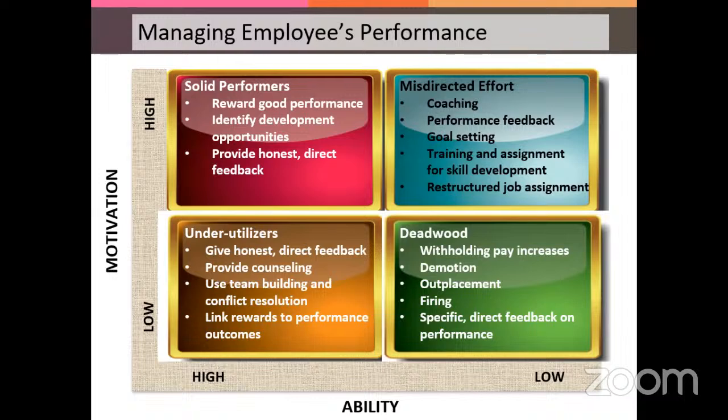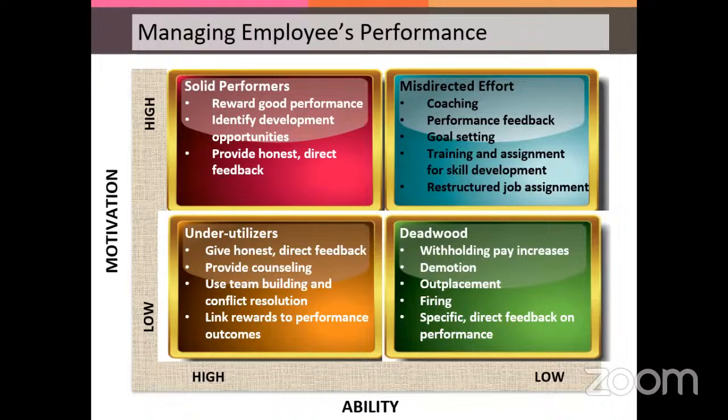Then on the other side of the column, you have the misdirected efforts. That is where you have high motivation but low ability. How do you deal with them? Coach them, give them performance feedback, set goals for them, provide training and assignment for skills development, and restructure their job assignment.